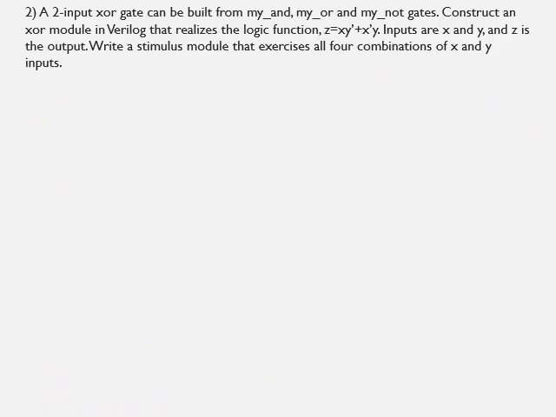Second question. Two input XOR gate can be built from my AND, my OR and my NOT gates. Construct an XOR module in Verilog that realizes the logic function z equal to xy bar plus x bar y. Inputs are x and y and z is the output. Write a stimulus module that exercises all four combinations of x and y inputs.